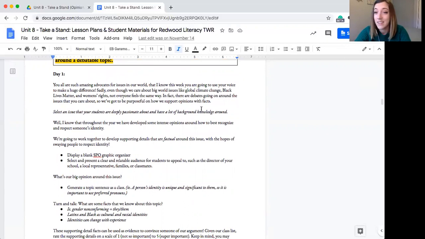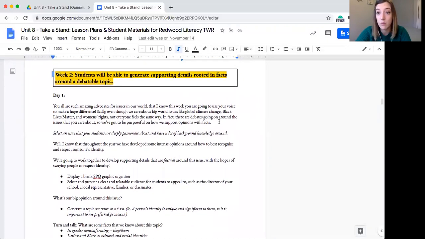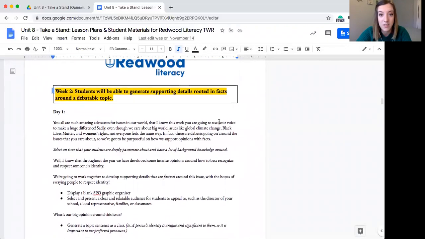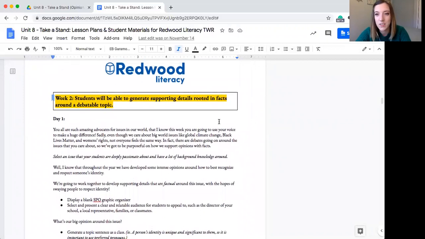So ultimately, this unit is going to be a big review over all of the TWR resources and the Writing Revolution. It just really solidifies it so that students have access to understanding how to propose an idea and to give an argument, because that is a very important lifelong skill that we want for our students to have.